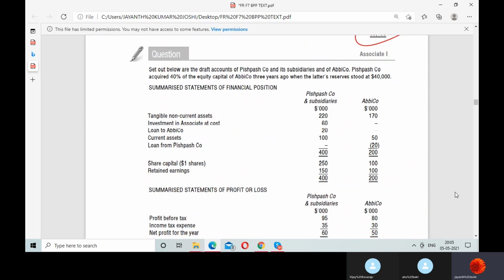Here is the question. Set out below are the draft accounts of Pishpash Company and its subsidiary Abico. Pishpash Company acquired this much percent of equity capital in Abico. So Pishpash Company and its subsidiaries, this is one group.